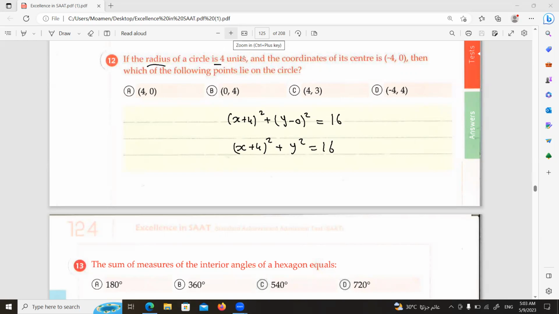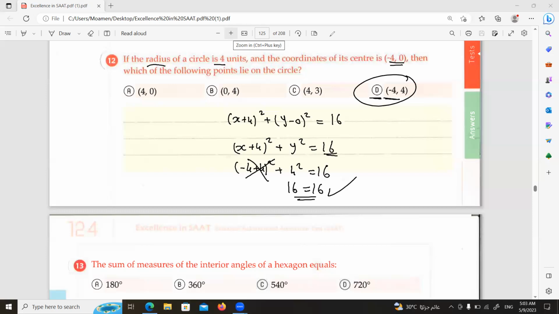Here we have the radius equal to 4, and this is the center point. We will substitute by letter A, letter B, letter C, letter D, till you reach a point that satisfies the equation and gives me 16. If you substitute by letter D, x equals -4, so you write (-4 plus 4) to the power 2 plus 4 to the power 2. Equals 16, yes, because this will be 0, and 4 to the power 2 equals 16. So 16 equals 16, satisfied. This point satisfies the equation.